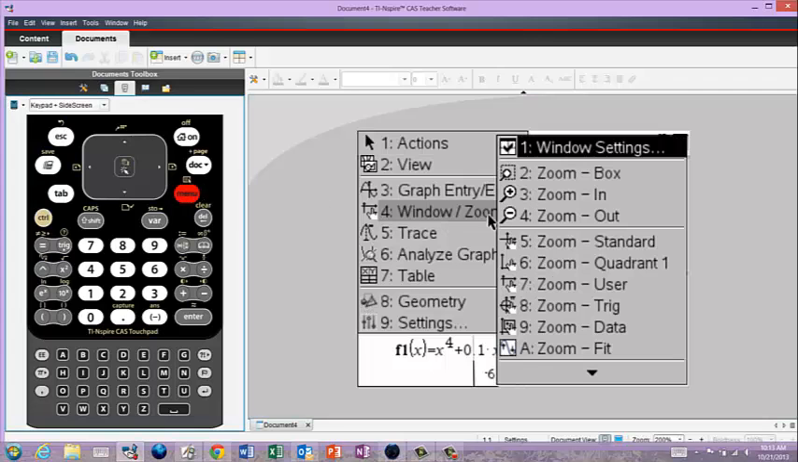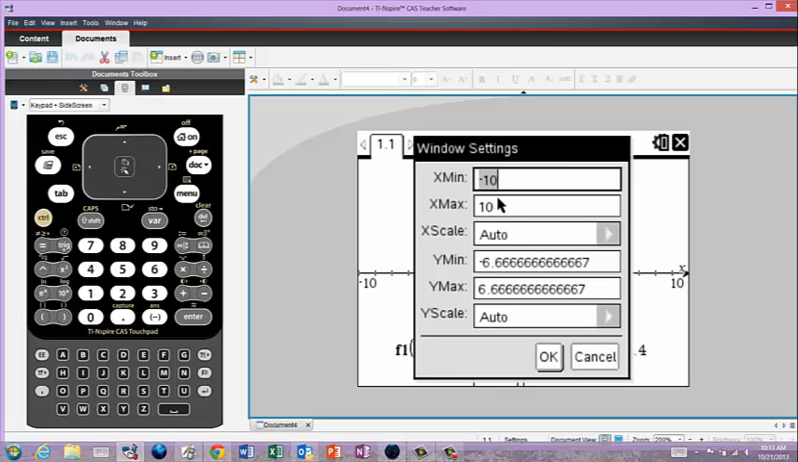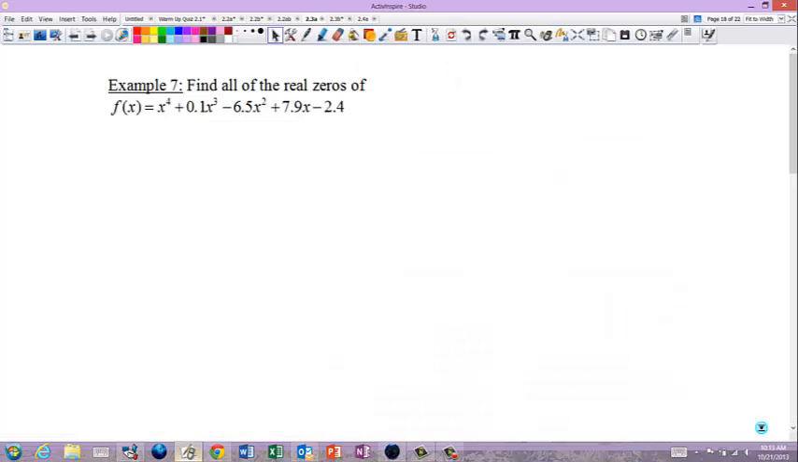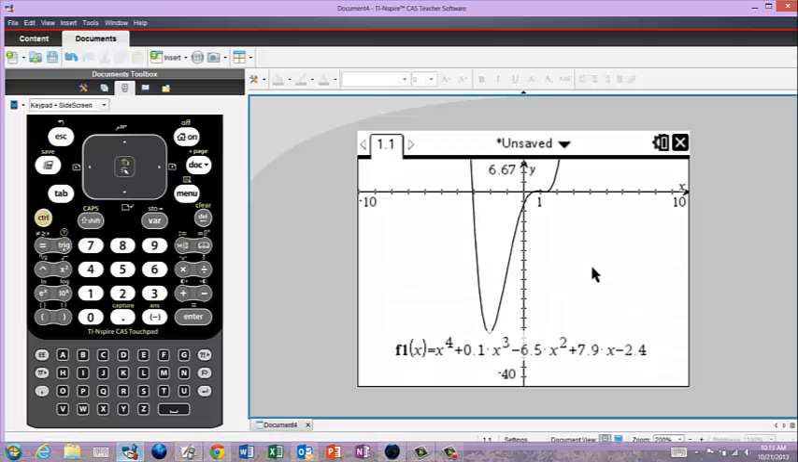Let's change our window. It looks like I can't see the bottom of it. So let's maybe go, I don't know, negative 40. There. Now it looks like I can see my entire graph. It asked me just to find the zeros. So it looks like I have, well, I could see it a little bit better before.